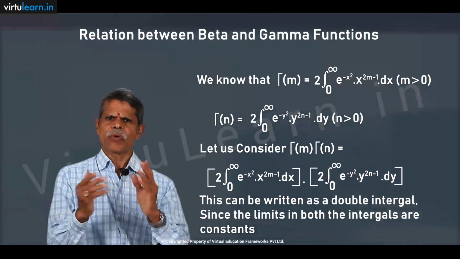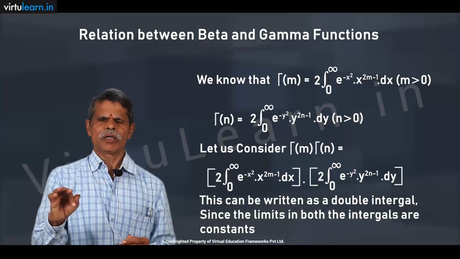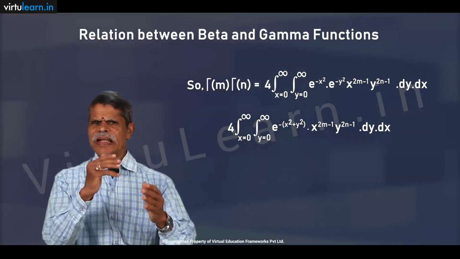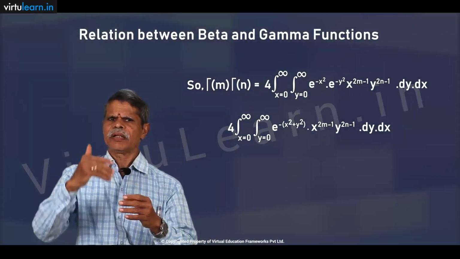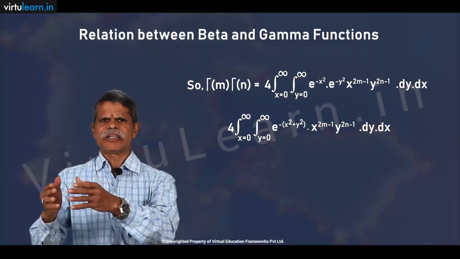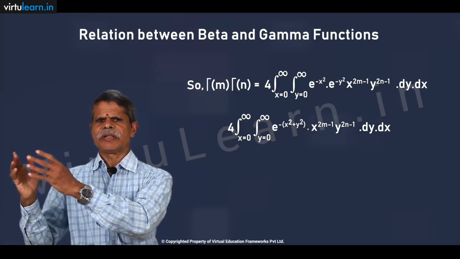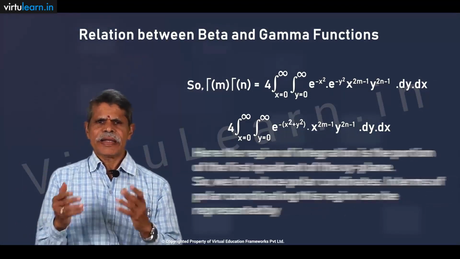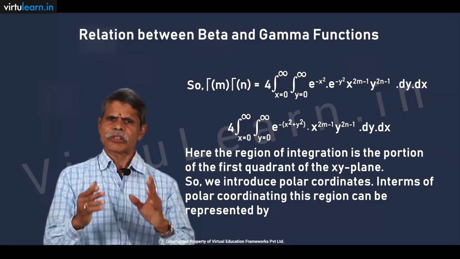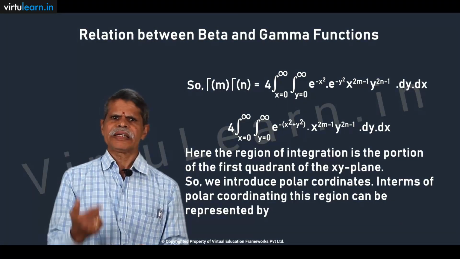This product now can be written as a double integral because both the variables have got constant limits here. So now this can be written as 4 times integral x is equal to 0 to infinity, integral y is equal to 0 to infinity, e power minus x square e power minus y square x to the power of 2m minus 1 y to the power of 2n minus 1 dx dy. Again here the region of integration is the portion of the first quadrant of xy plane. So we can introduce polar coordinates here.